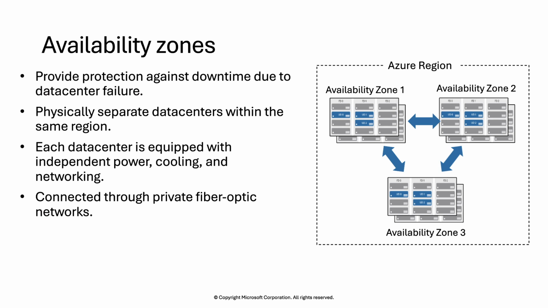Let's discuss availability zones. They provide protection against downtime due to data center failures, using physically separate data centers within the same region. Each data center is equipped with independent power, cooling, and networking, connected through private fiber optic networks. So on the right hand side, you can see there is an Azure region. In the Azure region, we have 3 availability zones.